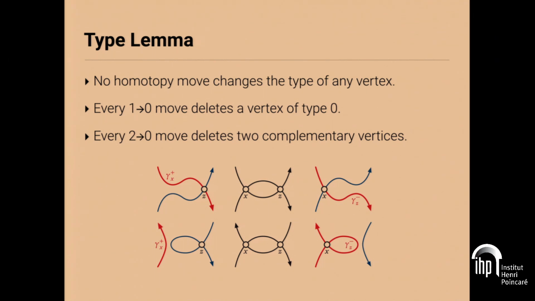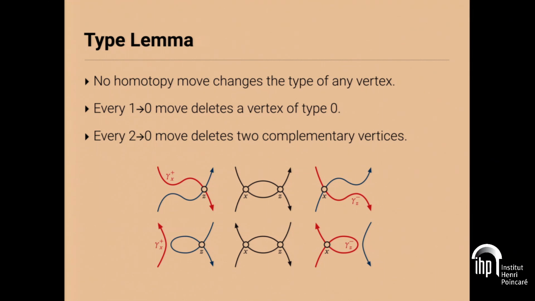But we can say something further. When you delete a loop with a 1 to 0 move, by definition, that loop that you deleted is contractible. And so the winding numbers of the 2 curves you get when you smooth at that loop both wind 0 times around the puncture. So the only way you can get rid of a vertex with a 1-0 move is if that vertex has type 0.